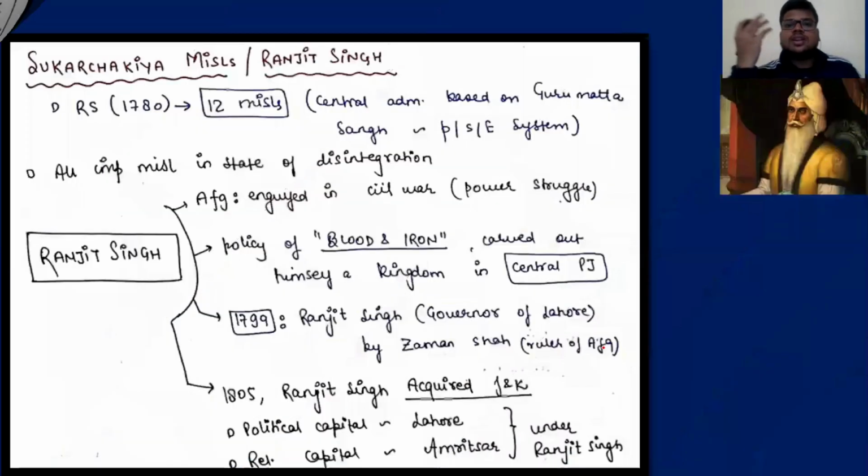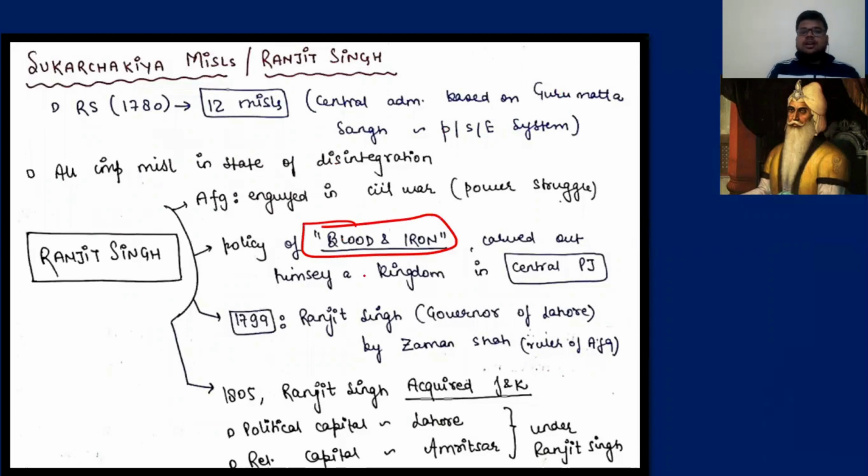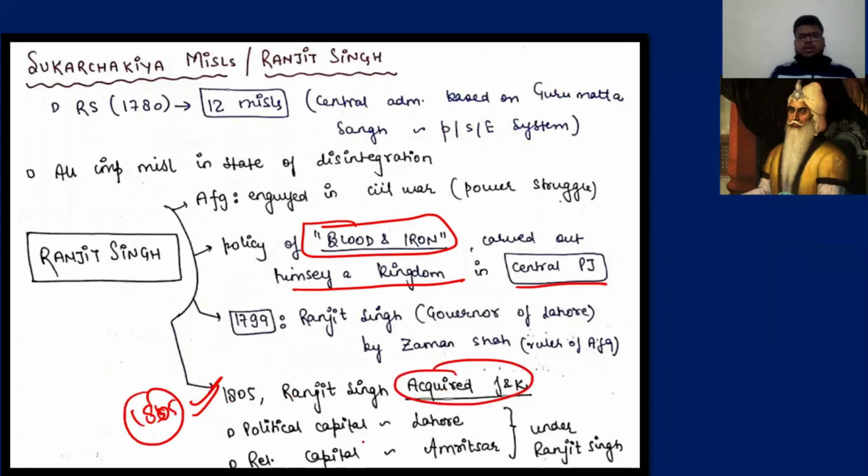Then the entry of Ranjit Singh will happen. Ranjit Singh was from the Sukerchakia misl. He followed the policy of blood and iron and carved out a kingdom for himself in central Punjab. And then by 1805, he had captured a lot of places: Jammu and Kashmir, the political capital Lahore, the religious capital Amritsar, and he carved out a huge kingdom for himself, Mr. Ranjit Singh.